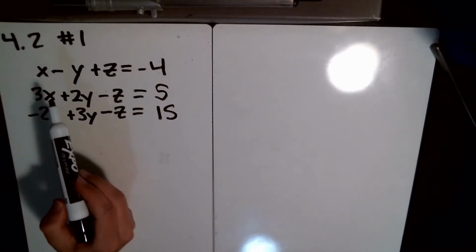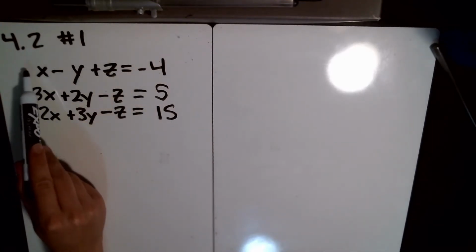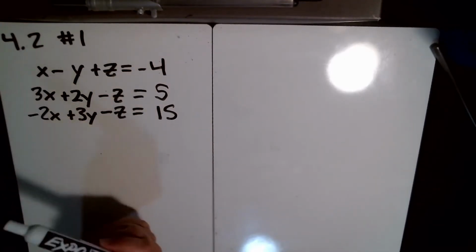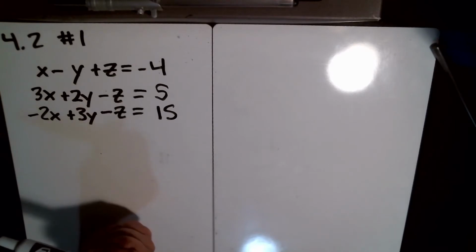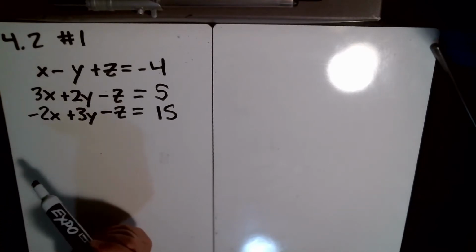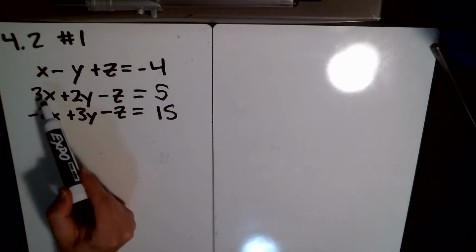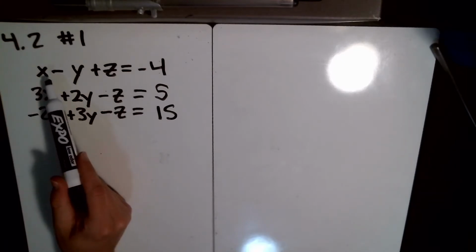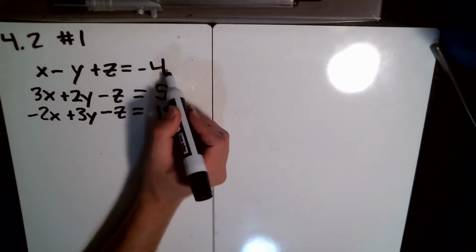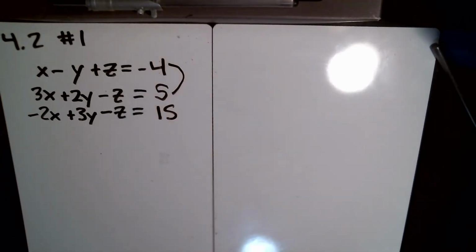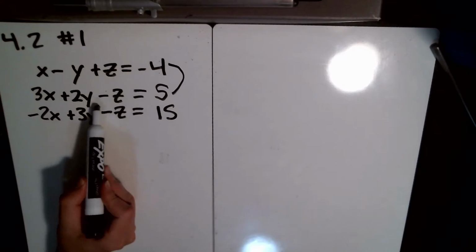So if I look, I have a 1 in front of this x. That's a pretty nice thing to use to eliminate other things. So let's eliminate x out of these 2 equations here. But I'm just going to focus on that middle one for right now. So I'm just going to eliminate x out of this one right here.